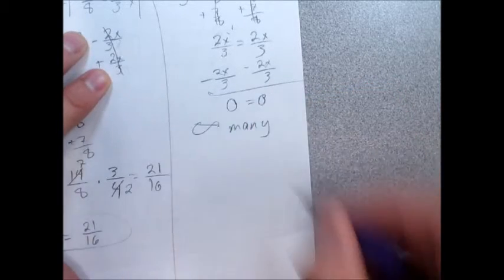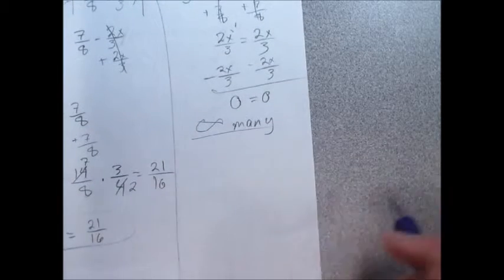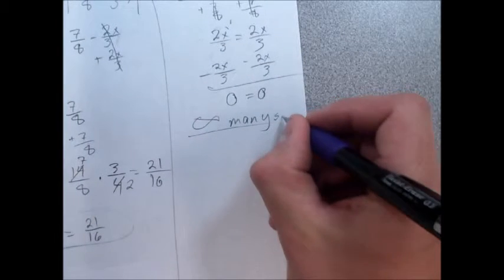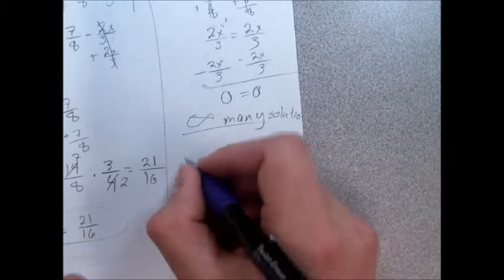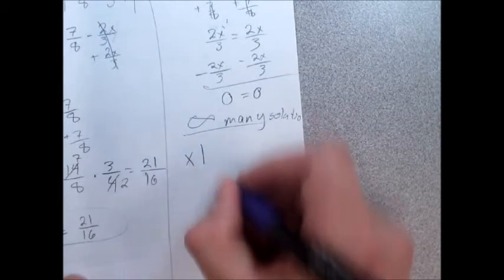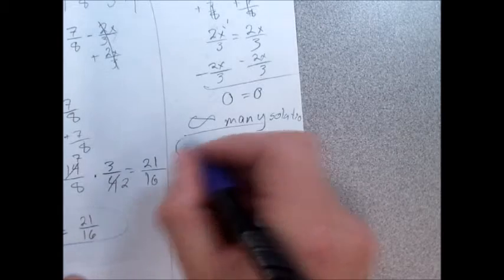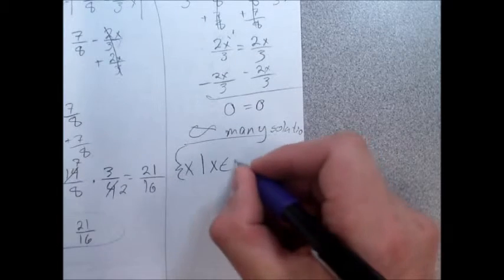So it is either 21/16 or infinitely many solutions. Which one do we write as our final answer? Infinitely many. In the context of this problem, what is the solution set? We say that the solution set, since it's x's, is x such that x is what? If it's infinitely many solutions, it's all of the what? Real numbers. So x is an element of the reals.